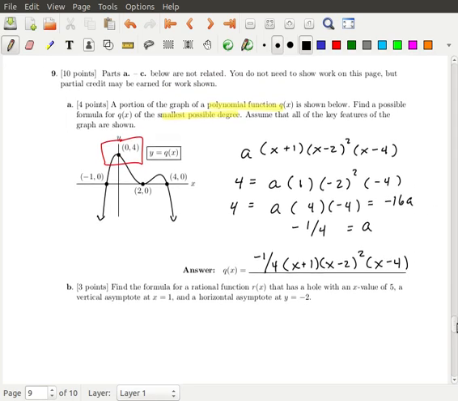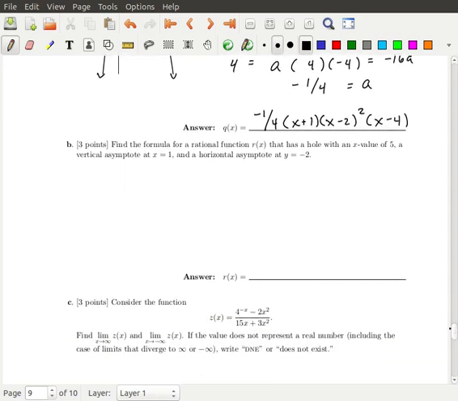Part B. Find the formula for a rational function r of x that has a hole with an x value of 5, a vertical asymptote at x equals 1, and a horizontal asymptote at y equals -2.